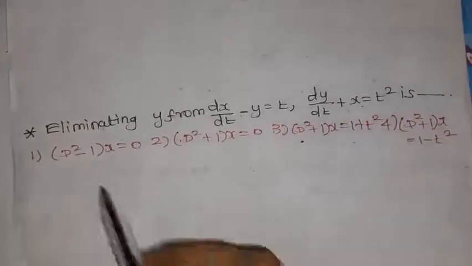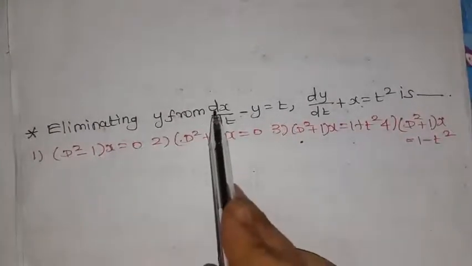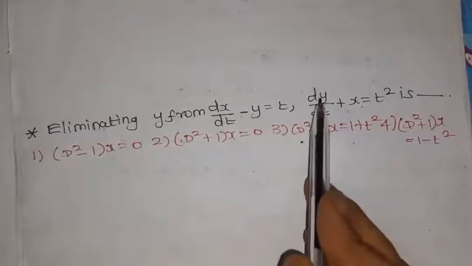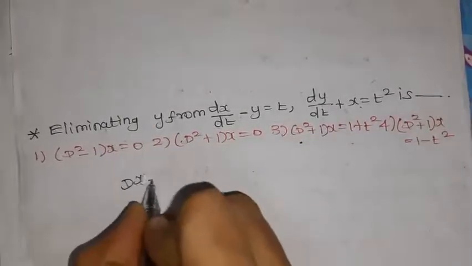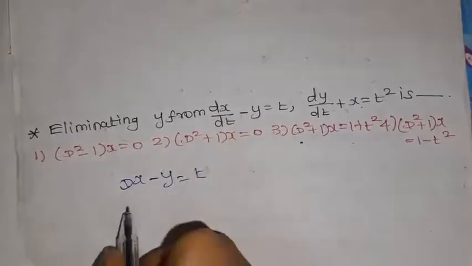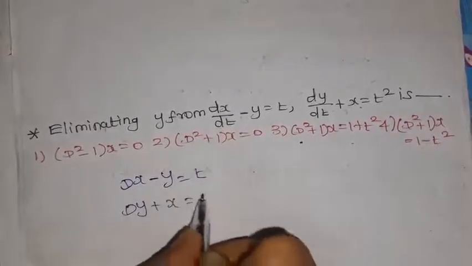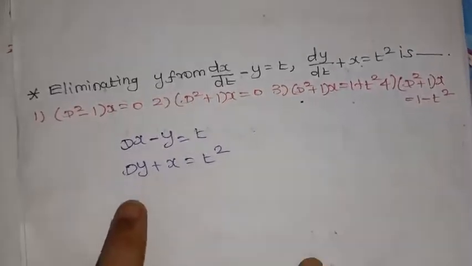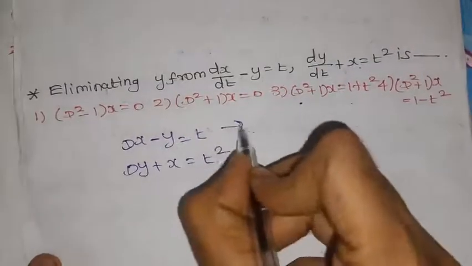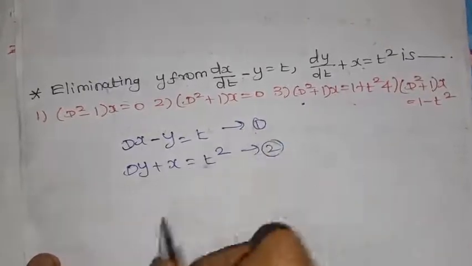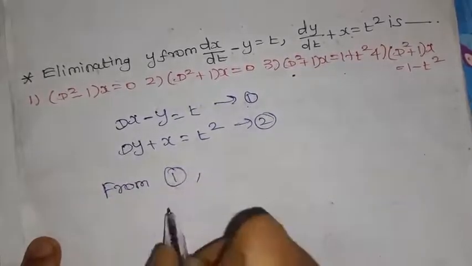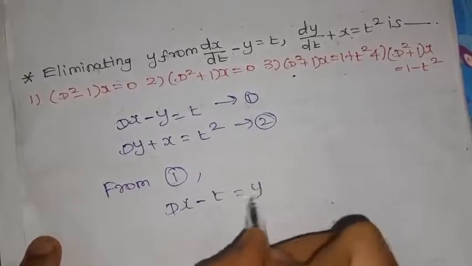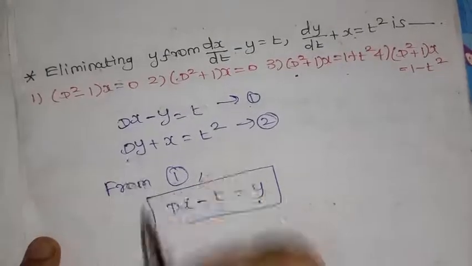Okay, then the same thing, eliminating in the next problem: dx by dt minus y equal to t, dy by dt plus x equal to t squared. So in this equation, Dx minus y equal to t, Dy plus x equal to t squared. We need to eliminate y. So say this is equation 1 and equation 2. From 1 find out y. So y equal to Dx minus t, right? So now substitute this y value here.